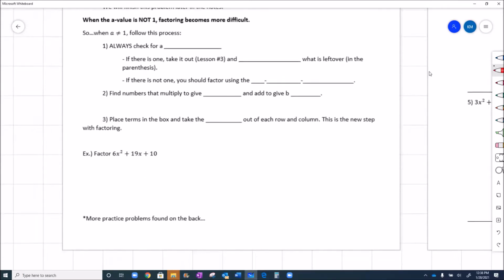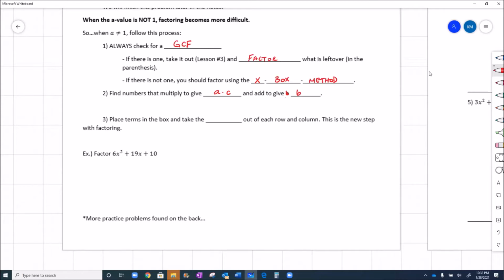All right. When we have a quadratic whose a value is not 1, we have to approach it a little bit differently. Okay, so here's our process. We're going to check for GCF, because in all honesty, the problems are easier when a is 1. So if we can find the GCF and factor it out and get it back to 1, that'd be great. So we take out the GCF if there is one, and then factor whatever is left inside the parentheses. If there's not one, then you should factor using the X box method. When we use the X box method, we want to find numbers that multiply to give us a times c and add to give b.